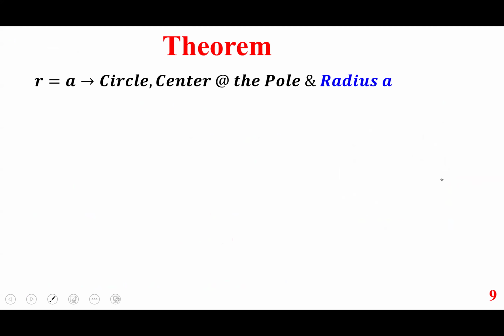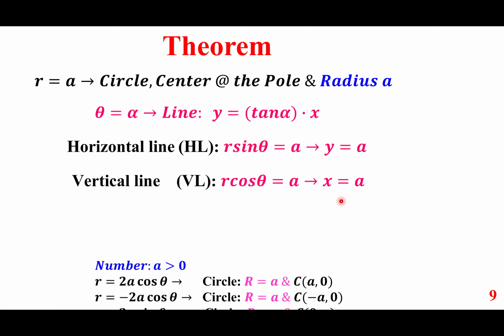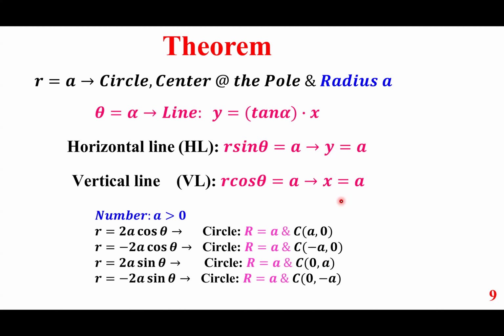So when r equals a, we have a circle centered at the pole with radius a. Theta equals alpha is a line, y equals tan alpha times x. Horizontal lines, r sine theta equals a constant, a number, represent y equals a. Vertical line r cosine theta equals a represents x equals a. And r equals plus or minus 2a cosine theta, or plus or minus 2a sine theta, represents a circle.